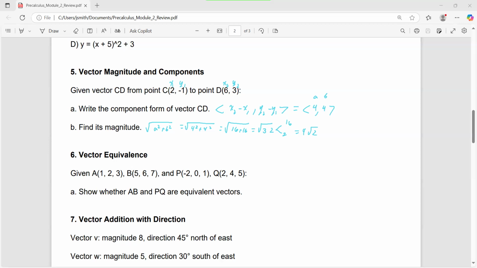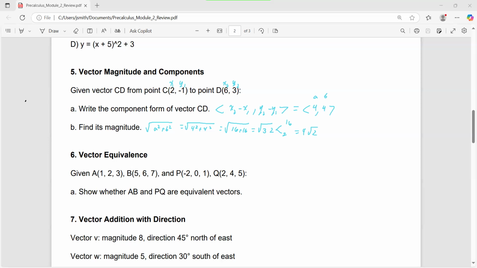So any questions on number 5? All right. I never said it could replace the EOY. Yeah, it can replace any of the other ones because this test does cover all those mini tests as well. All right, number 6, it's a vector equivalent.